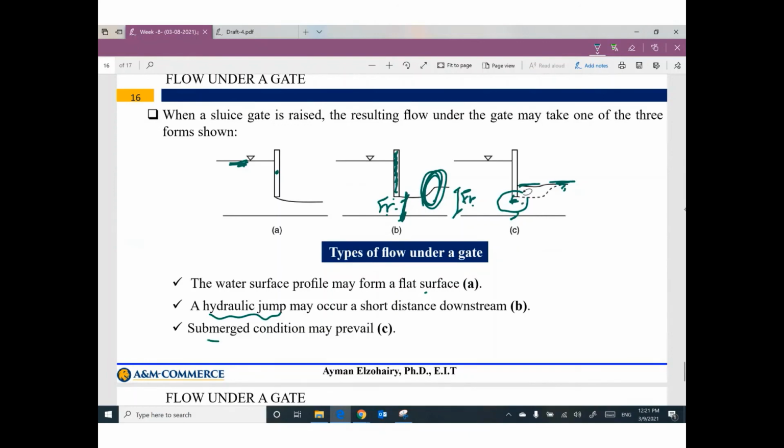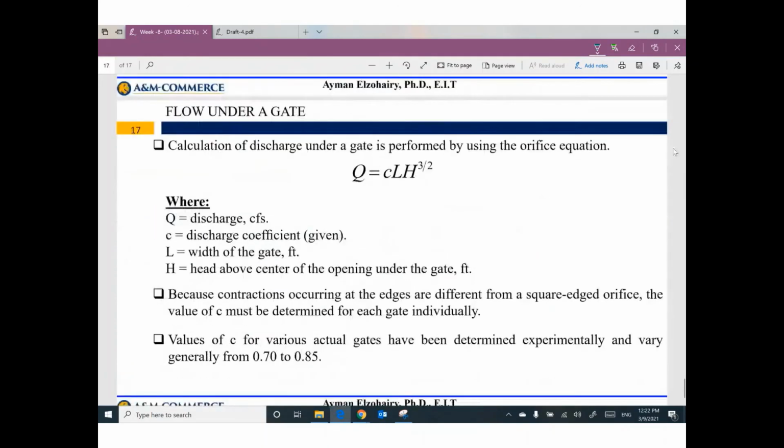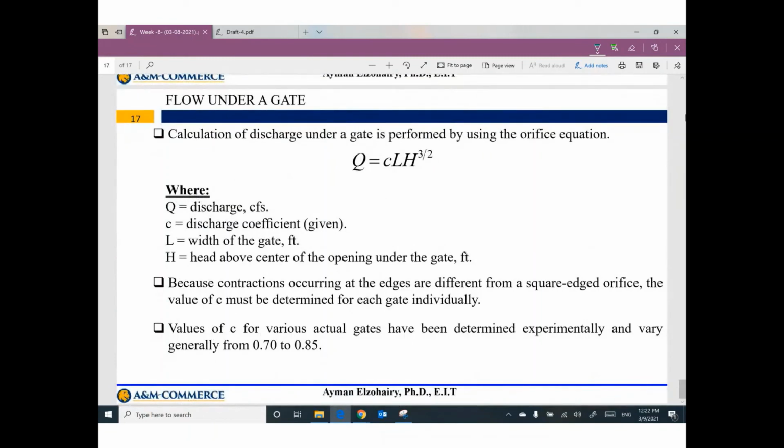The third one, we have submerged condition. The water level here is submerging the exit of the gate. Anyway, the discharge underneath the gate equals C L H to the power 3 divided by 2. C is a coefficient, will be given. L is the width of the gate. H is the head above the center of the opening under the gate. The distance between the center of the opening under the gate and the water level.